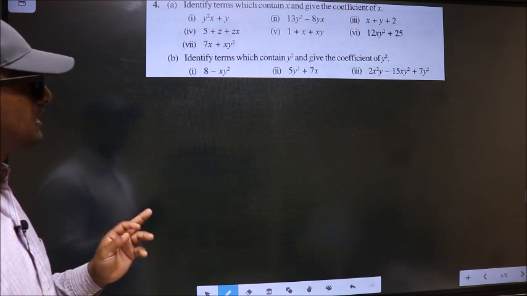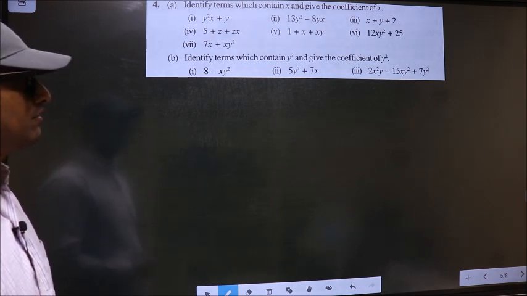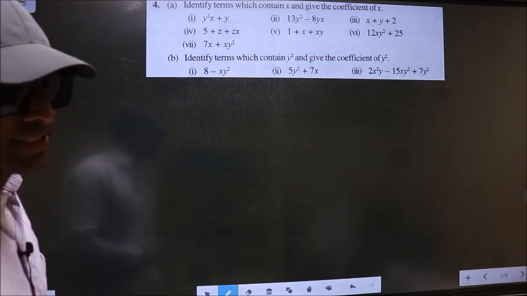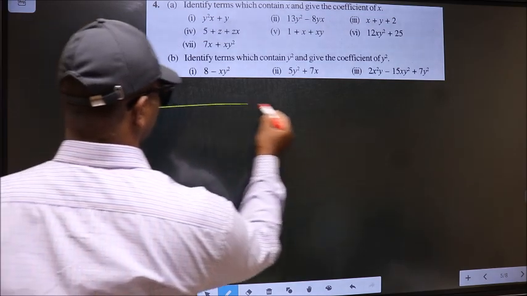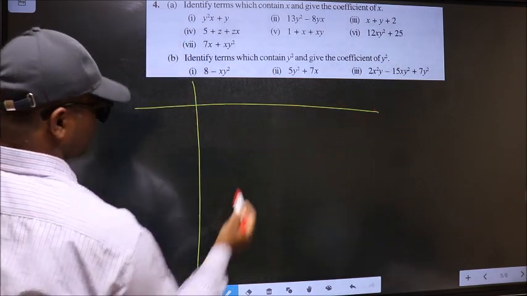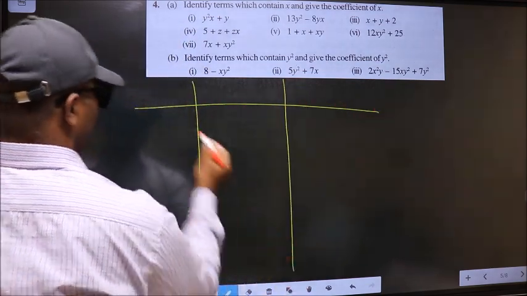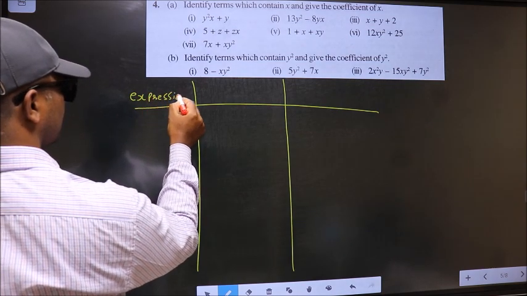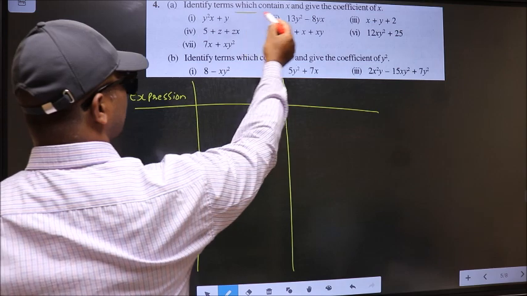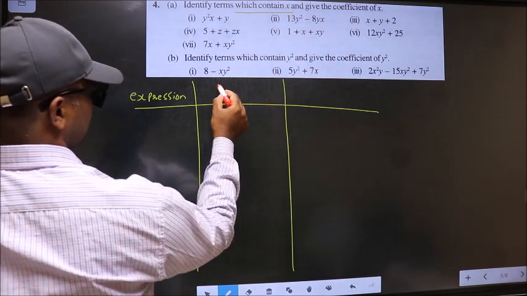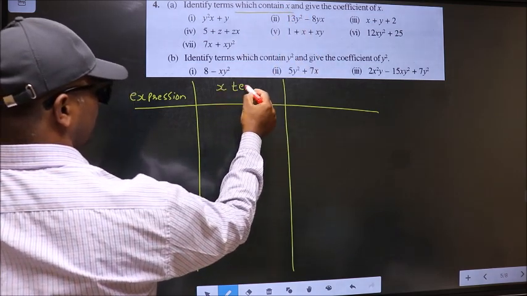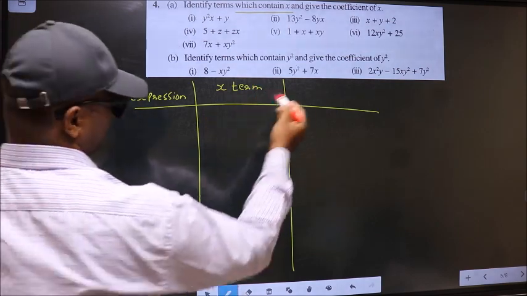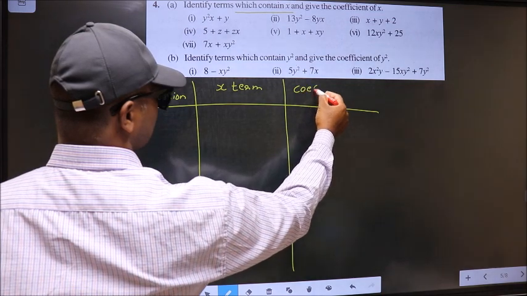Identify the terms which contain x and give the coefficient of x. We write in table form. See, first, the given expression. Next, we need to find which terms contain x. That means the x term is what we need to pick from the given expression, and here we write the coefficient.